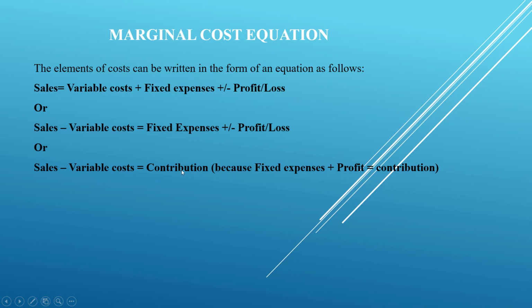So this way also the equation can be written, or else sales minus variable cost is equal to contribution. Now what is this contribution? Sales minus variable cost is contribution, and fixed expenses plus profit also gives you contribution. Contribution is equal to contribution. So this is the marginal cost equation. It can be written in three forms: this is the first form, this is the second form, and this is the third form.